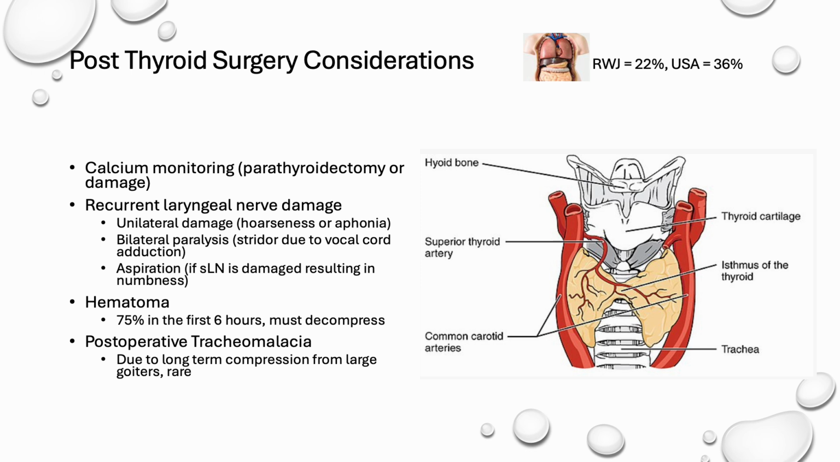Hematomas are a potentially catastrophic complication as well. The main reason for a prolonged PACU stay after thyroid surgery is that the majority of hematomas occur within the first 6 hours after surgery. Finally, a significantly more rare complication that one can find after thyroid surgery is tracheomalacia. This is a rare complication that can happen if there's compression of the trachea over the long term, and generally these are due to extremely large goiters.